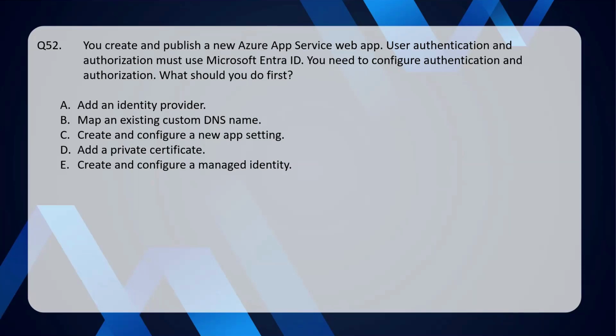And friends, you should add an identity provider. Mapping an existing custom domain name is only needed if you want your web app to use a custom domain. App settings may be needed later for secrets or environment variables. Certificates are only required for SSL or TLS and for certain secure communication scenarios. And managed identities are for resource to resource authentication within Azure, not for authenticating users of your app.